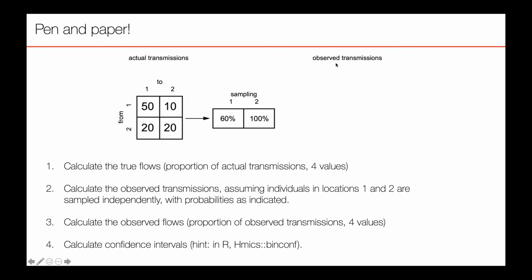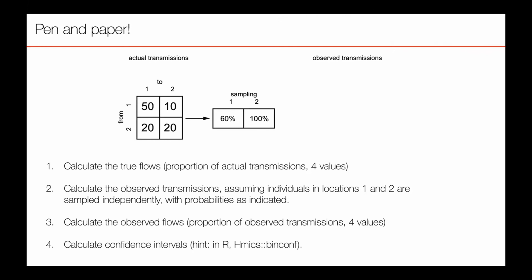I will go through a small example to give you a sense of how the sampling differences would lead to bias in transmission flow estimation. Consider we just have two populations, 1 and 2, and you can see the actual transmissions in the first matrix. The transmission within group 1 is 50. Within group 2 it is 20. From 1 to 2, the transmission is 10, and from 2 to 1 is 20.